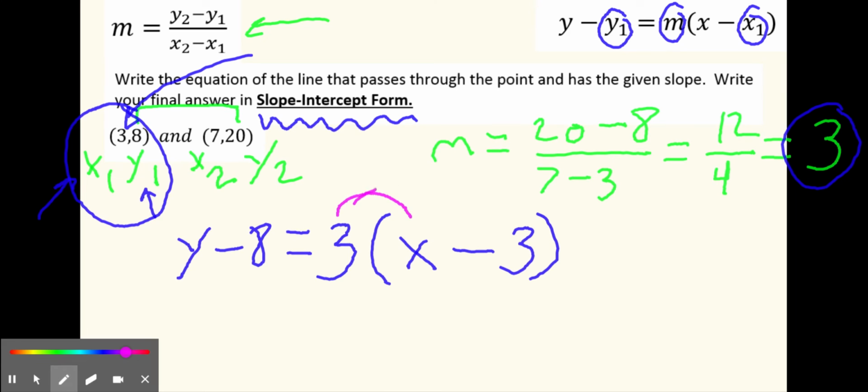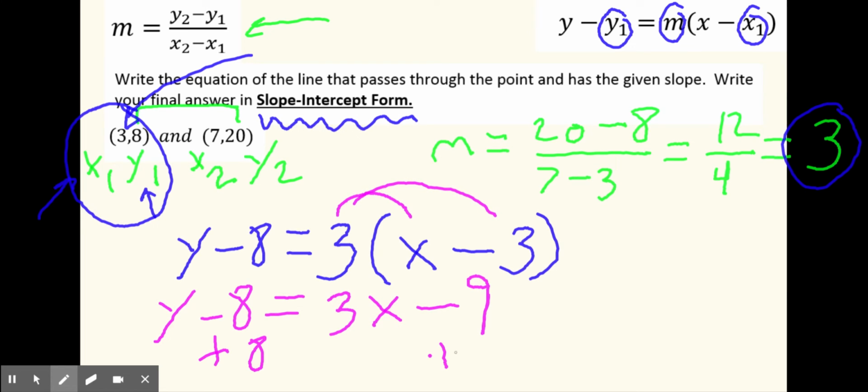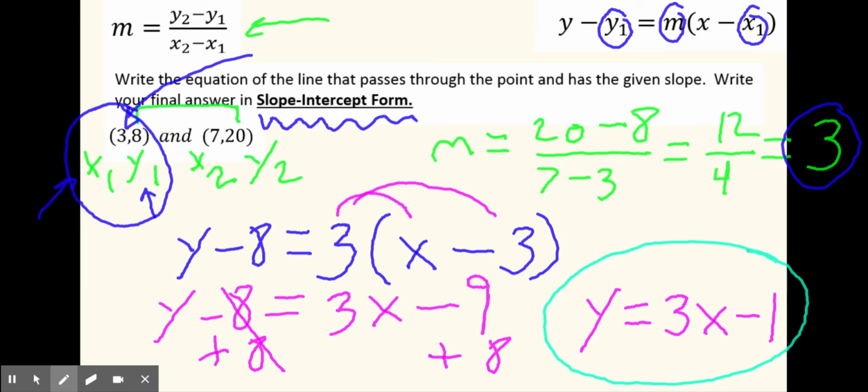So let's distribute the 3. So 3x minus 9. We have to solve for the y, and there's really just one step in which to do this. We need to add over the 8. So adding over the 8 is going to give us our slope-intercept form, y all by itself. Y is equal to 3x minus 1. Once y is all by itself, your final answer is going to be your slope-intercept form. Y is equal to 3x minus 1.